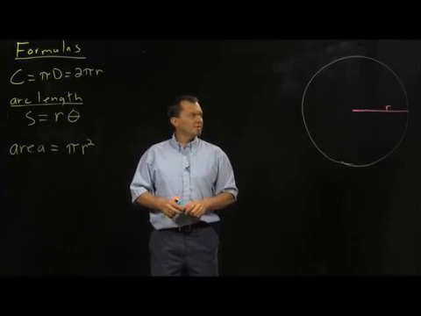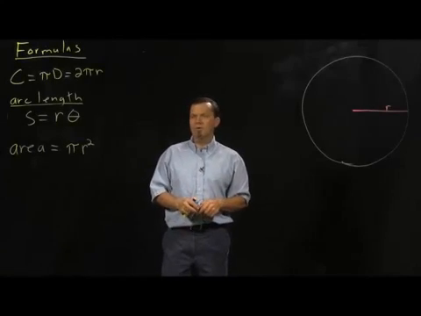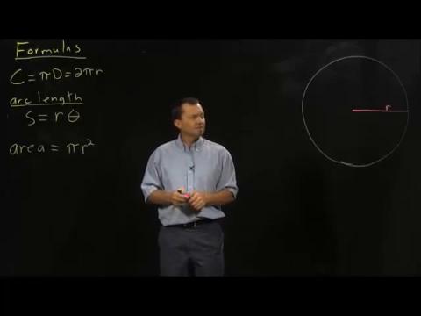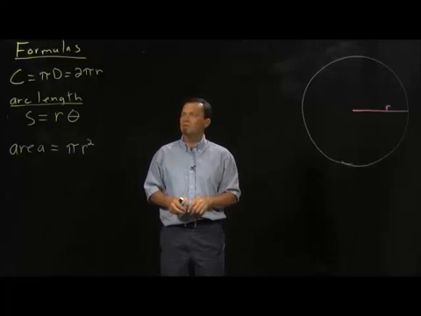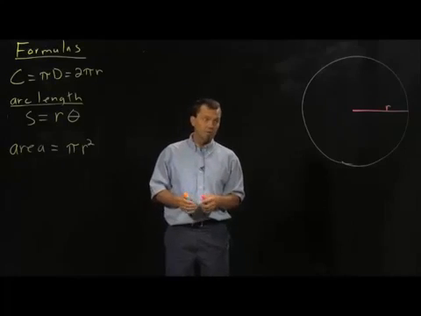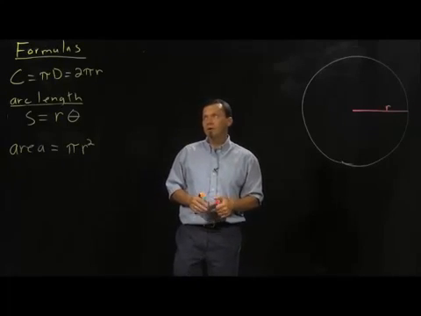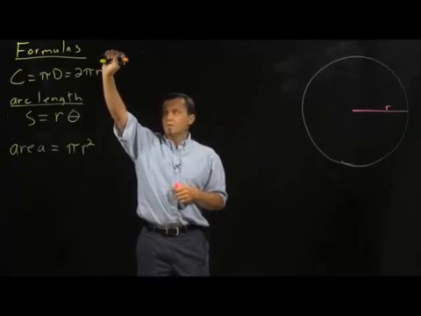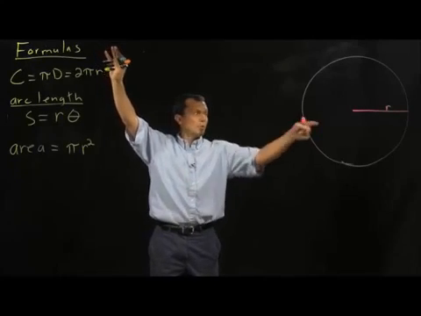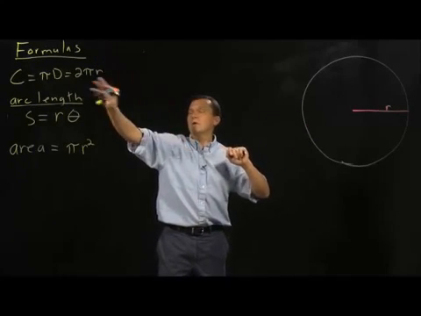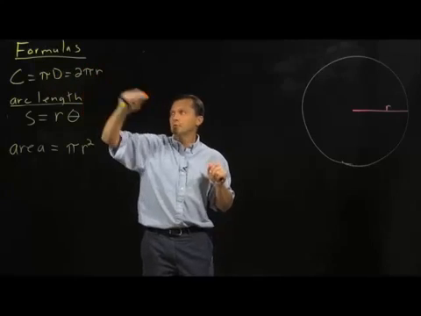Okay, hopefully you've had a chance to go and convert degrees to minutes and seconds and vice versa, convert some degrees to radians, radians to degrees, and now we're ready to go on to look at some of the formulas that we're going to need to use when we work with circles. So we've got that circumference is pi d or 2 pi r.